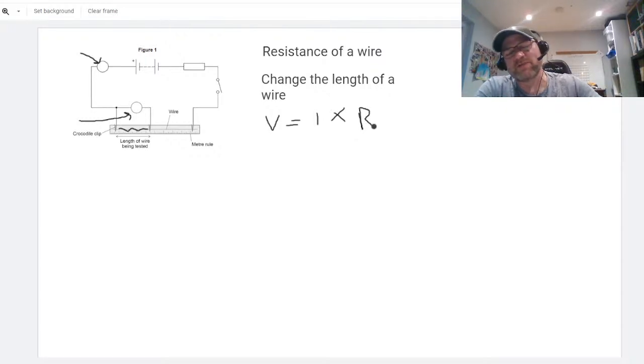The predictions for the practical are hard to say really. They love to ask density because it's nice and easy for them, or specific heat capacity maybe. That's a difficult one, so we'll go through that in a second. Well done, guys: voltmeter in parallel, ammeter in series.